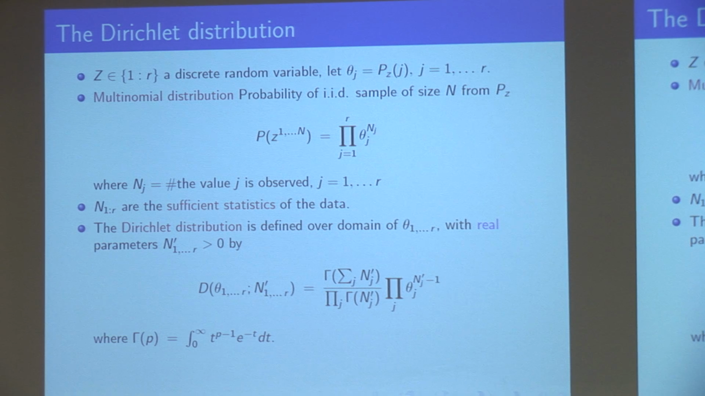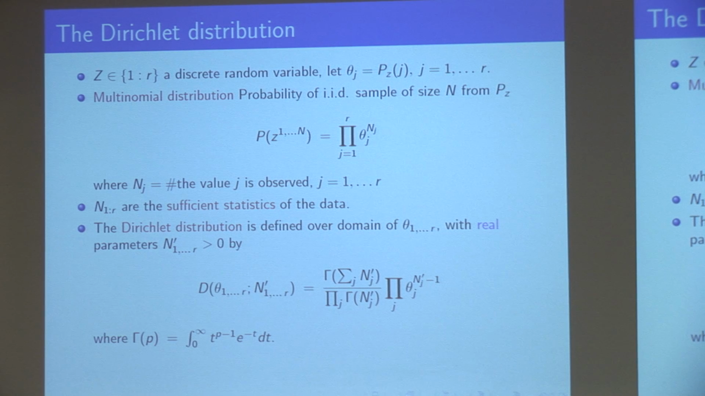This is not strictly the multinomial distribution. The multinomial distribution will have some coefficient, but that's just the probability of a sample. And the n1 to nR, the counts, are called the sufficient statistics of the data. And I expect that for most of you, this is already well-known stuff.